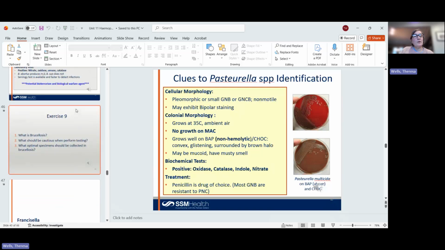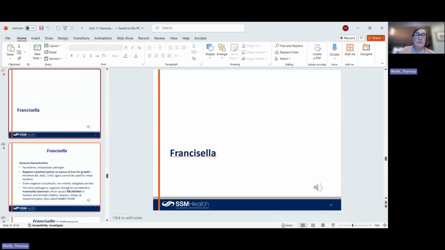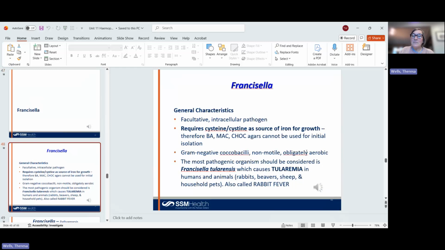A couple of the organisms that are associated with bioterrorism and biological warfare, such as Brucella and Francisella, it's a good idea to know. We think we never see these, but they do show up occasionally in the lab. Francisella is the causative agent for tularemia. These are organisms where the infections come from exposure to contaminated animals. Brucella, we see causing infection in cattle. Francisella is from other animals such as rabbits, sheep, and other household pets that could also have this organism.